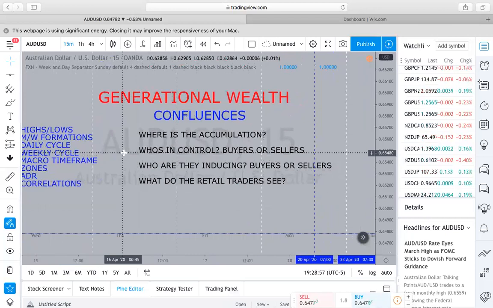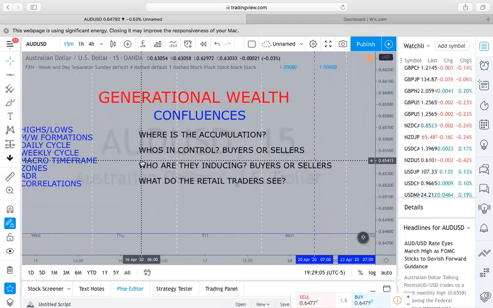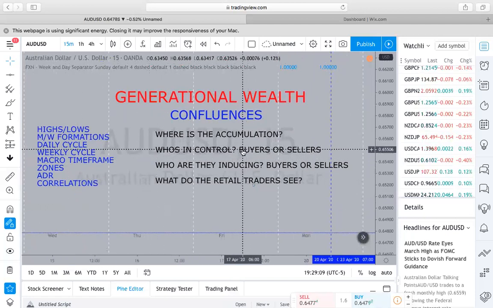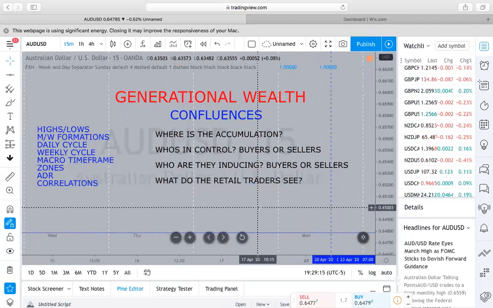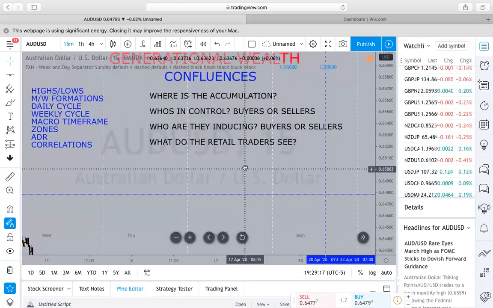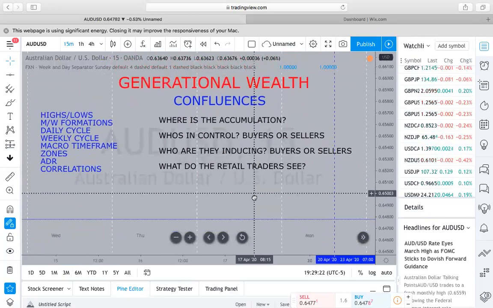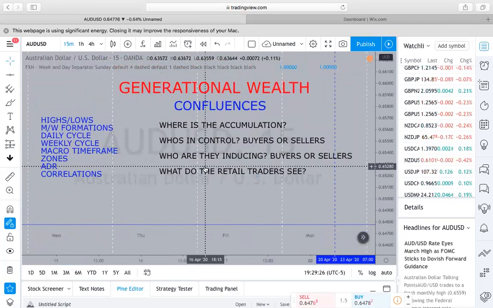You need to know who is in control, the buyers or the sellers, the same as looking at the macro time frame to know who's in control. That way you know what you should be looking for, whether you should be buying or selling. What is the overall trend? Remember, the macro time frame is telling the story.